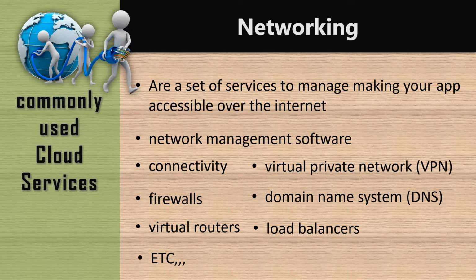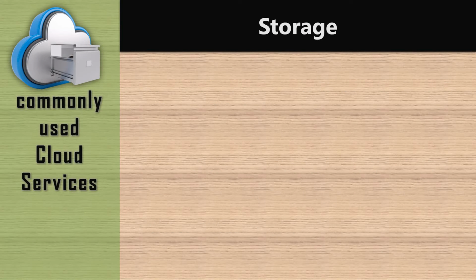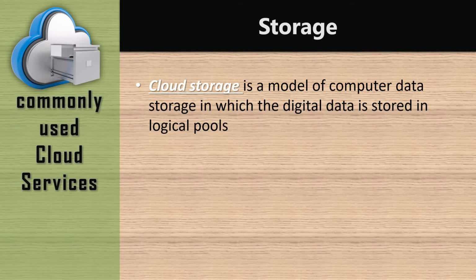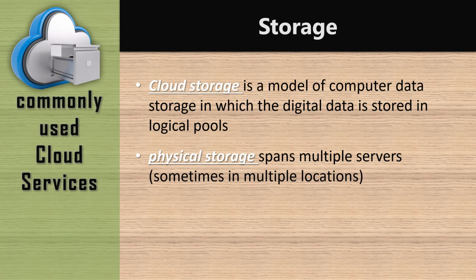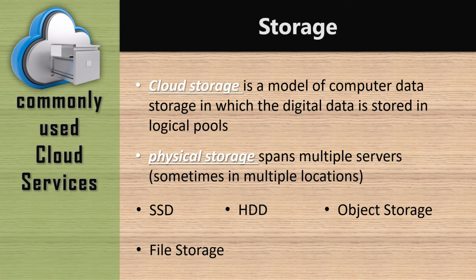So after networking, we need to store our data, but not a database; we are speaking about files, images, objects. Cloud storage is a model of computer data storage that keeps data in logical pools, or you can have physical storage, something like SSD, hard drive, object storage, file storage, depending on what kind of storage you need. You are going to find it in your cloud provider.